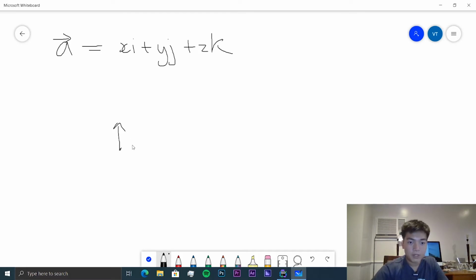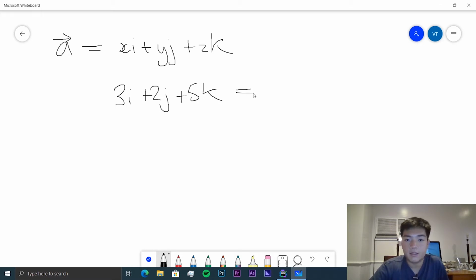They represent one unit. i represents one unit in the x direction, j represents one unit in the y direction, and in 3D space, k represents one unit in the z direction. So we can notate it like this. For example, we could say 3i plus 2j plus 5k. Or we could also notate it in column vector form, which is when we write 3, 2, and 5.